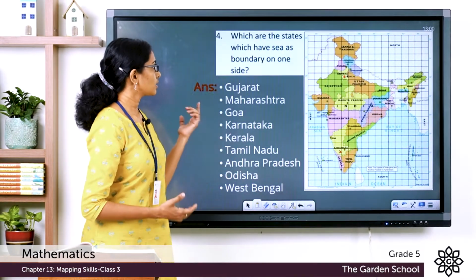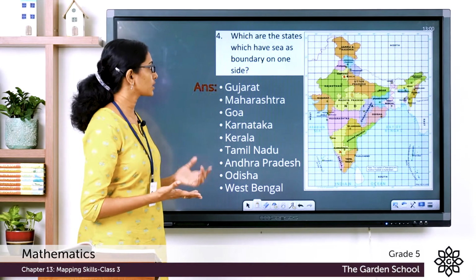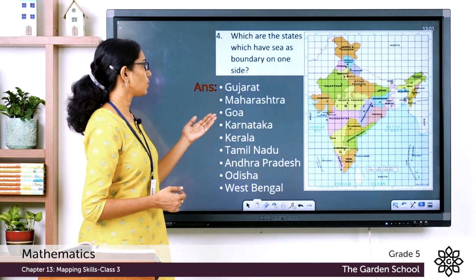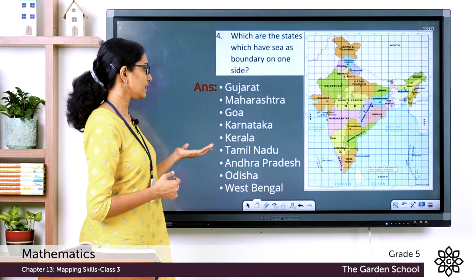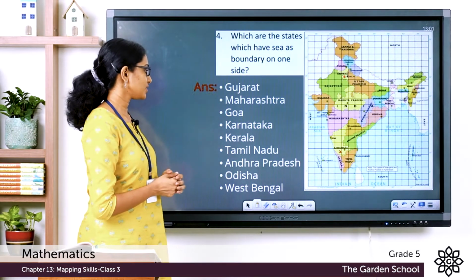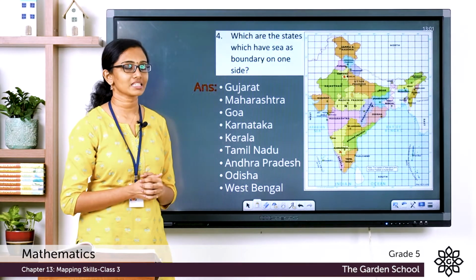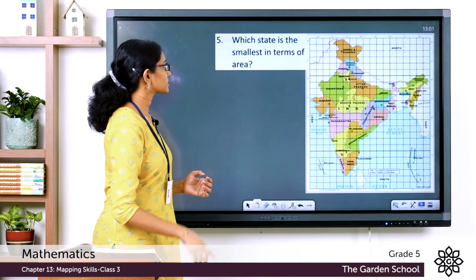The states which have sea as boundary on one side are Gujarat, Maharashtra, Goa, Karnataka, Kerala, Tamil Nadu, Andhra Pradesh, Odisha and West Bengal. Hope it is clear to you. Now let's move on to the next one.